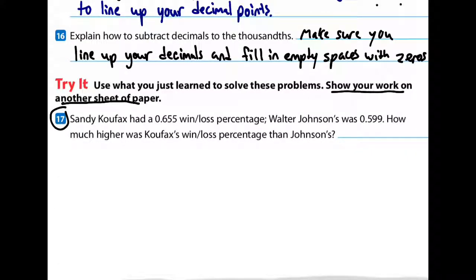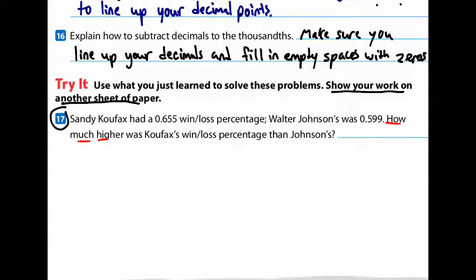All right, let's see how you did in number 17. It says Sandy Koufax had a 0.655 win-loss percentage. Walter Johnson's was 0.599. How much higher was Koufax's win-loss percentage than Johnson's? So, how do you know this is a subtraction problem? Well, it tells you with these words, how much higher. That's just like how much more, how much bigger, how much smaller, always means to subtract.